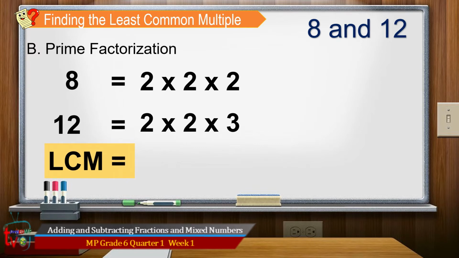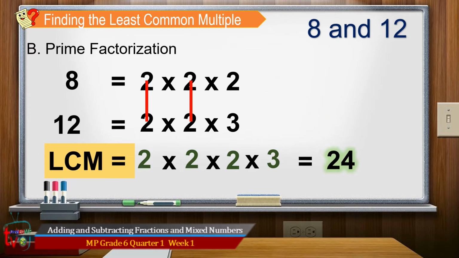To find the LCM of 8 and 12, first thing to do is to compare the prime factors of 8 and 12. Do they have common factors? Yes, these ones. If they have common factors like this, we will count them as 1. Therefore, what's left are 2 times 2 times 2 times 3, which is now equivalent to 24. Our least common multiple using prime factorization of 8 and 12 is 24.